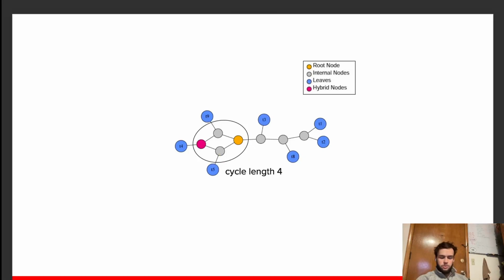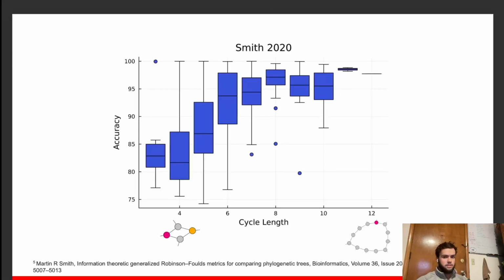But we can dive into these results a little deeper. And just to remind you what a cycle length is, a cycle length is this circle that's formed with the hybrid. It's the number of nodes that form the circle. And if we break these results down by cycle length, we see a very stark trend. So this is only showing results from using the Smith 2020 metric. And we can very clearly see that as the cycle length increases, the accuracy tends to increase as well.